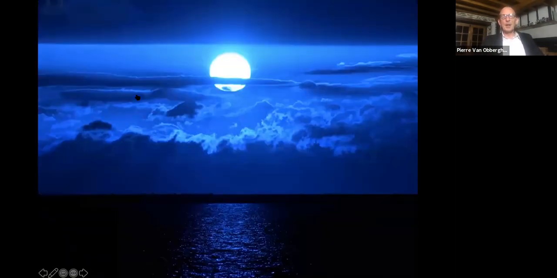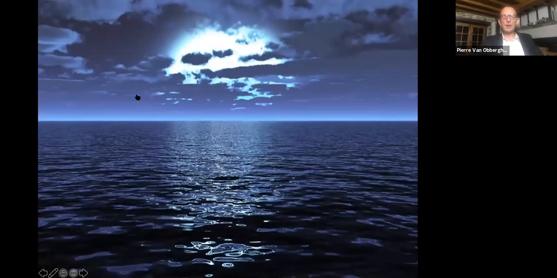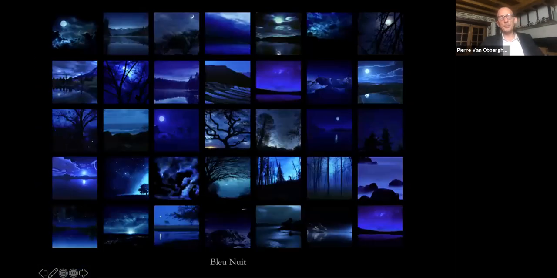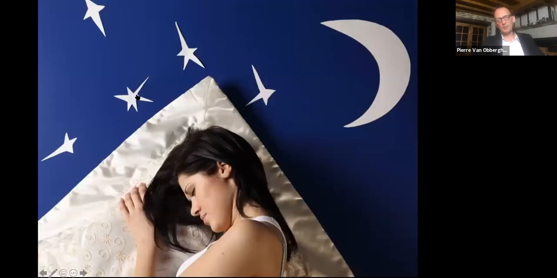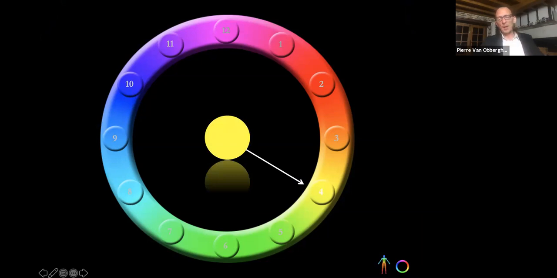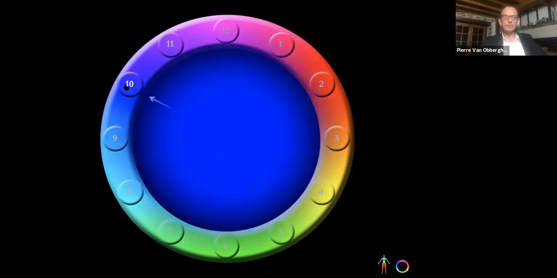Okay. Another place where you will find deep blue. When it's night, what are you going to do? You go to sleep. So this color is related to deep sleep. When you are awake, it's yellow. When you are asleep, in deep sleep, it's deep blue.